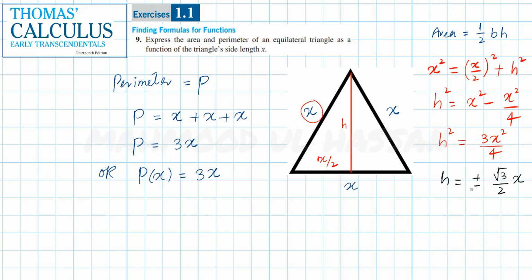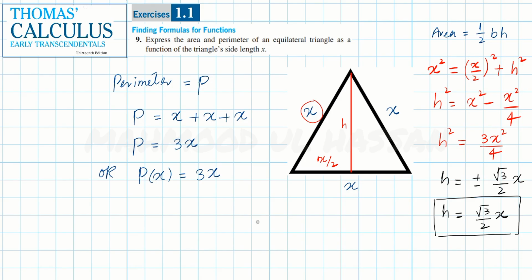We have to neglect the negative because the value of h represents a length. So we have h equal to square root of 3 divided by 2 times x. So this is my h. Got it? Now put this value of h into the formula of area.